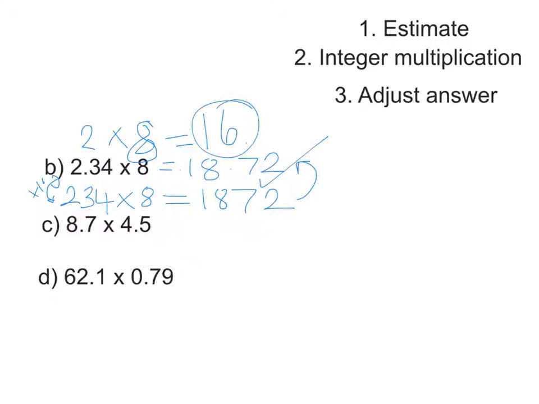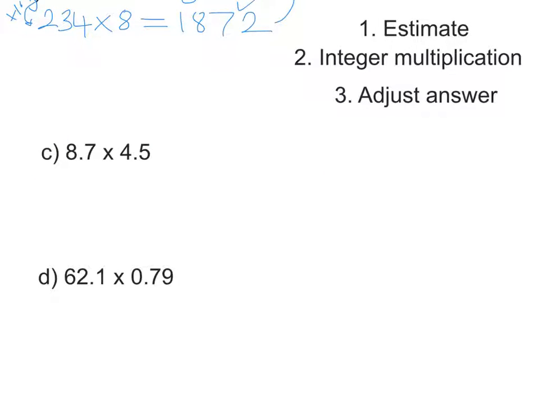All right, let's try C. So stage 1, I'm going to estimate. Now 8.7 is actually closer to 9, to the nearest one significant figure, and 4.5 is closer to 5, so my answer is going to be around 45.